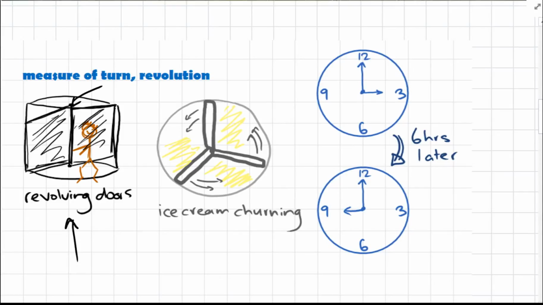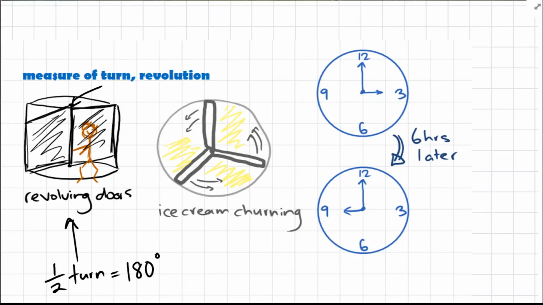If it turns round, say half a turn, so half turn, we know that that is 180 degrees. So a half turn is the same as 180 degrees.